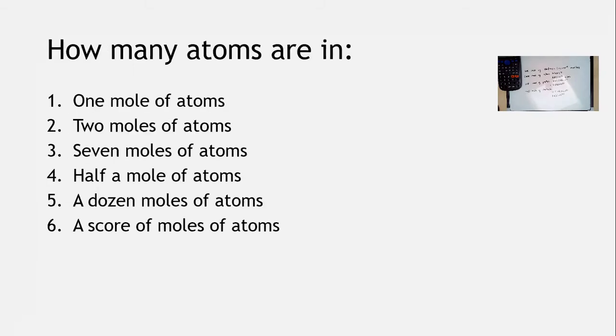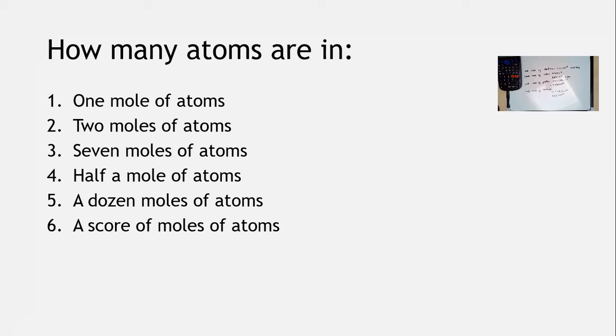So the first one is just 1 times that number. Second one is 2 times that number. The third one is 7 times that number. Fourth one is half, so 0.5 times that number. Fifth one is 12 times that number. And the sixth one is 20 times that number. So it's 20 times 6.02 times 10 to 23.